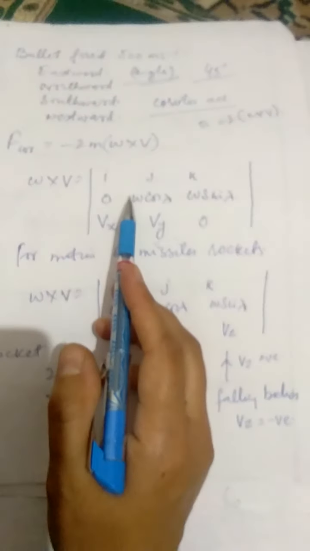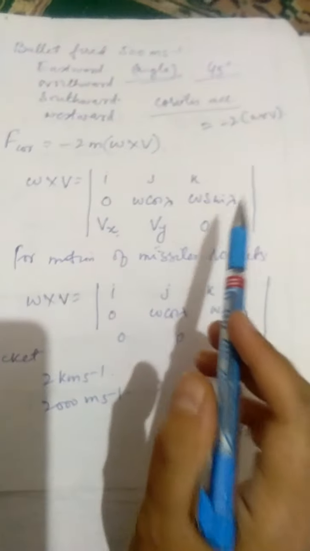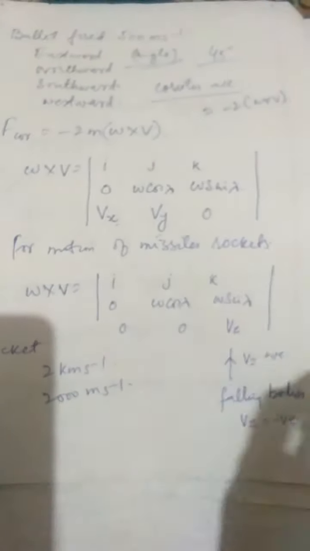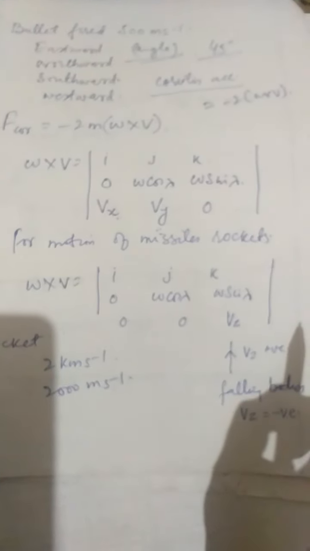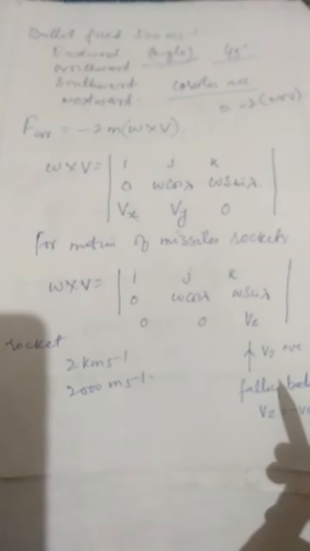Omega, I have already told you that it is 2 pi by 24 into 60 into 60. Lambda is the angle which the radius vector of the object makes with the equator of Earth, right? So all the components are clear to you and you can easily solve numerical problems that are asked with regard to Coriolis force. That's all.